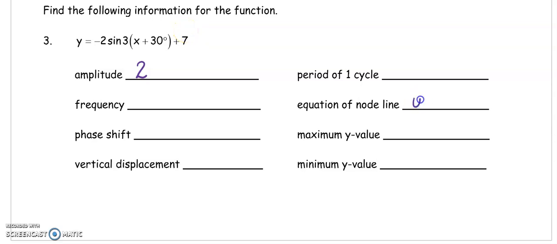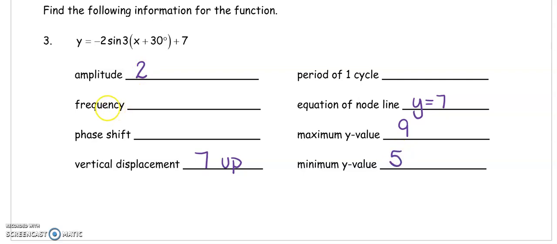My equation of my node line is going to be y is equal to 7, which means that my vertical displacement is going to be 7 up. All right, so you need the number, you also need the direction. To find my maximum y value, well, I can take the 7 and add 2 to it. To find the minimum, 7 minus 2 will go ahead and give me 5.